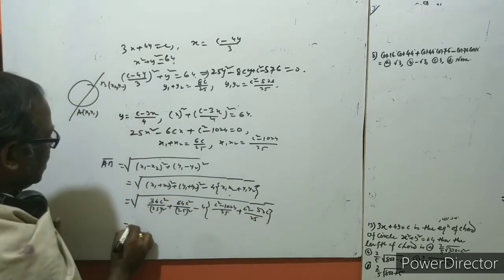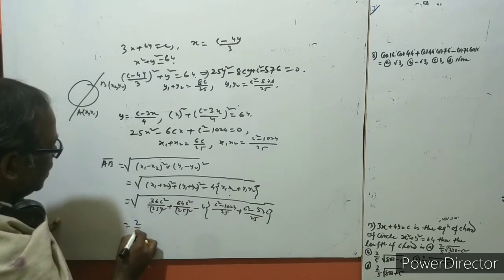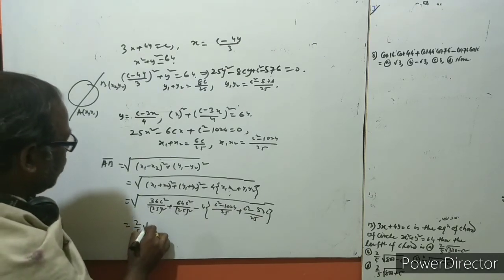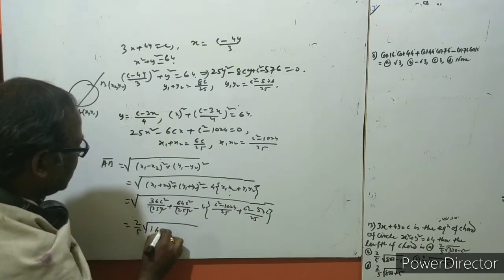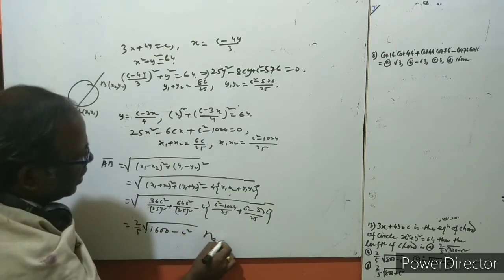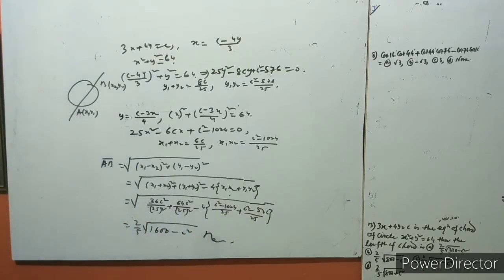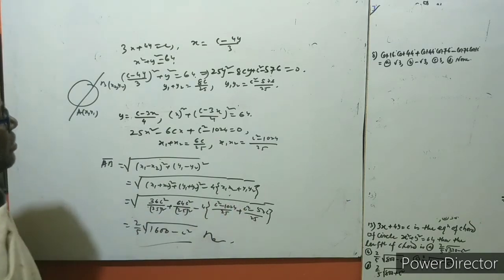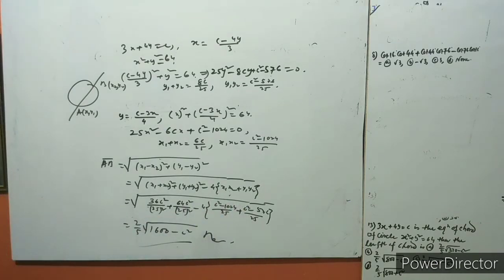And if we simplify this, that is 2 by 5 and root over of 1600 minus c square is your answer, okay. This is our option number C, okay. Take an LCM, simplify that, then you get it easily, okay.